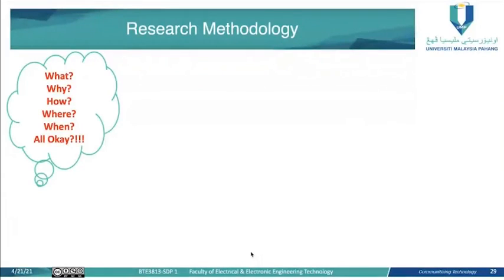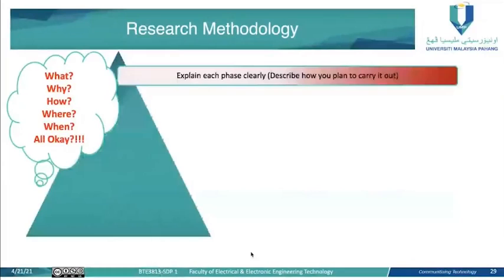I mean, can your system functionality achieve the objective or not, can it accomplish the objective or not? All these questions can be answered by your research methodology. So you need to explain each phase clearly. If I said to design a system consisting of several components, then I need to design the components. What are the components? I need to explain.